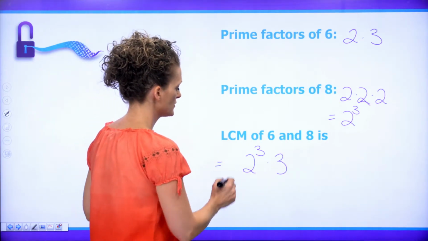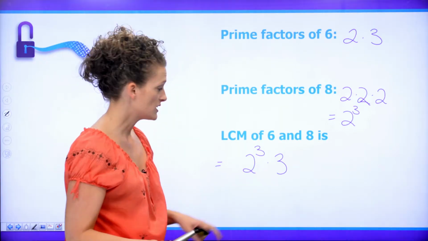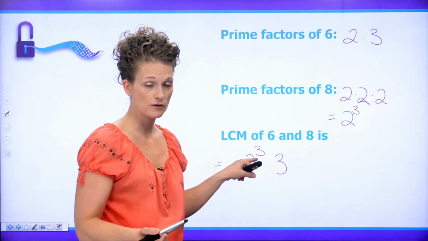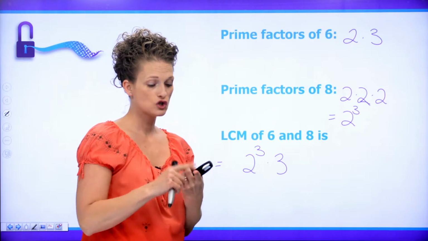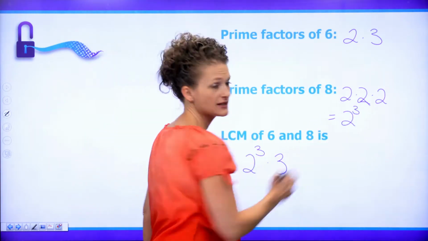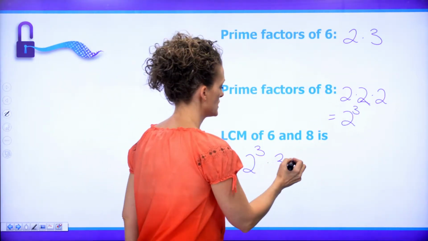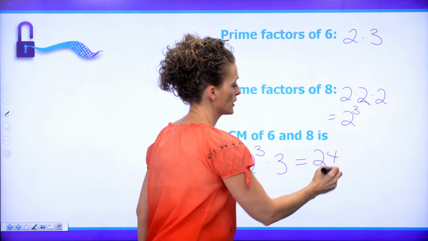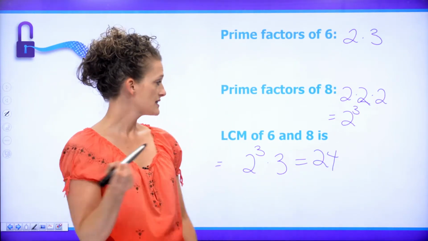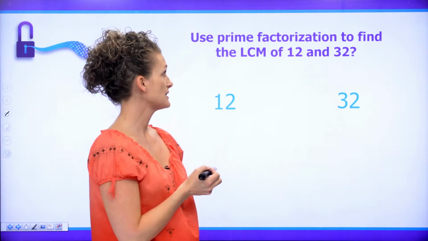Well, what does that give us? If you were to evaluate this, 2 to the power of 3, or 2 cubed, is 2 times 2 times 2. Well, we know what that is. It's just 8. 8 times 3 is 24. So the least common multiple of 6 and 8 is 24.